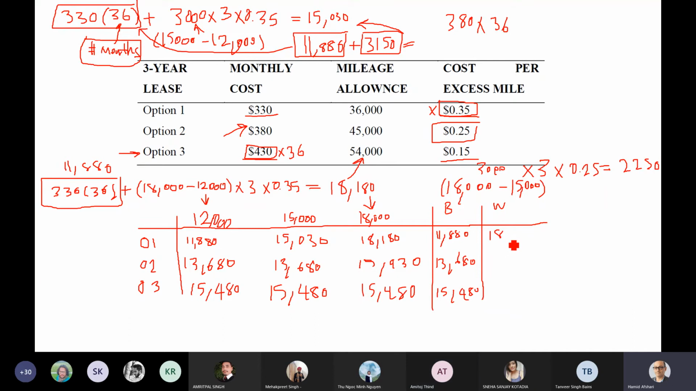And what should I write here at the worst case for the first leasing option? 18,180. And here is 15,930. Sorry for my bad handwriting. I'm writing with a mouse. And finally, 15,480. Okay. So let's answer the questions.